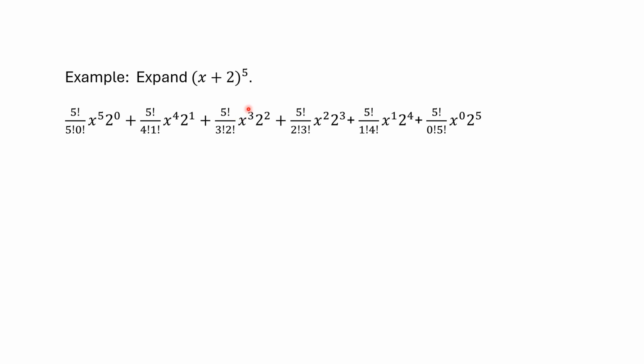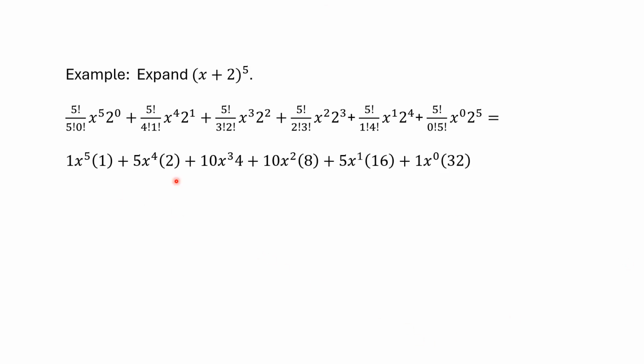5 times 4 times 3 factorial, and the 3 factorial cancels, so we got 5 times 4, 20, divided by 2 factorial, which is 2. 2 times 1 is 2, so 20 divided by 2 is 10. And then here, notice that the denominator just reverses order, so this is another 10. This gives us another 5, and here we have another 1. The powers on x go 5, 4, 3, 2, 1, 0. And the powers on the 2 were 0, 1, 2, 3, 4, 5.